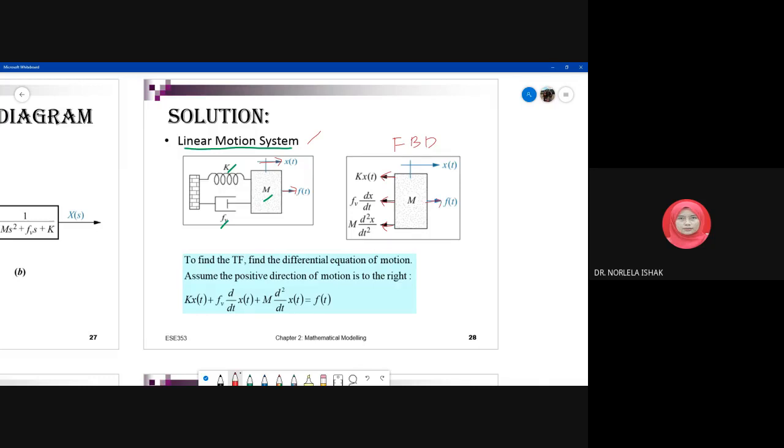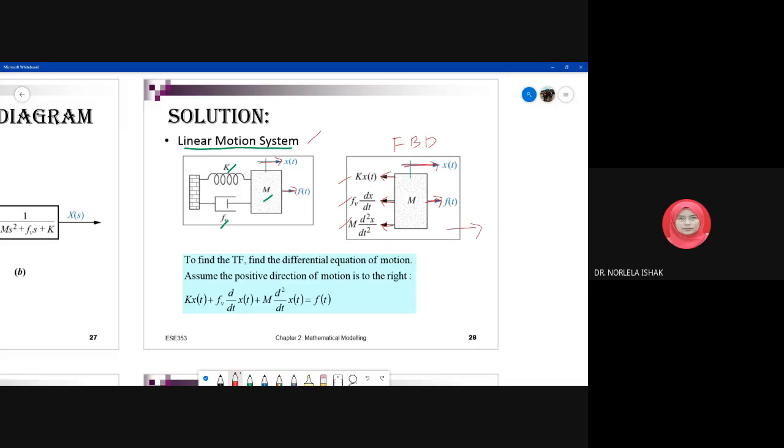Okay, this is the direction we apply the force. We give force to the right, arrow to the right, and of course this is the movement also to the right. And then the rest, spring, viscous damper, and the mass will be the movement in the opposite direction. Okay, so how to find the transfer function from this free body diagram?